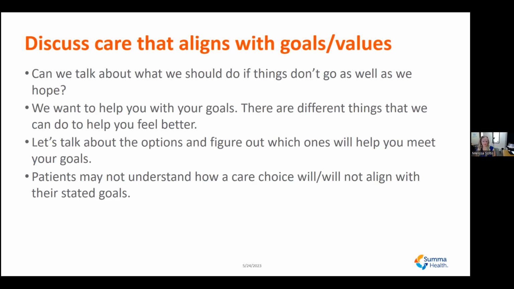And using some of these statements like, let's talk about the options and figure out which ones will help you meet your goals, or do they understand that their care choices will not align with their stated goals? So if we had this patient I referenced earlier who was choosing to have a feeding tube, right? They elected to have a feeding tube because they were under the belief that if they had a feeding tube, they would get strong enough to drive their stick shift again. That was the goal. Conversation was not held up until that point that the feeding tube was not going to achieve that goal. Feeding tube was not going to be reversible, and it was not going to get to that goal.